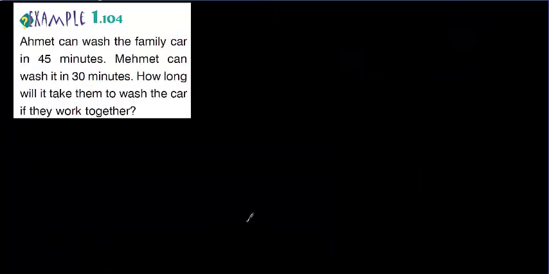Okay, let me explain here. Ahmet can wash the family car in 45 minutes, and Mehmet can wash it in 30 minutes. How long will it take when they work together? I'm going to use the second formula: 1 over X plus 1 over Y is equal to 1 over T. Here the X value is going to be 45 minutes, and the Y value is going to be 30 minutes.